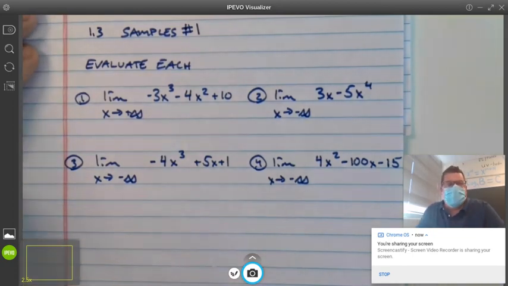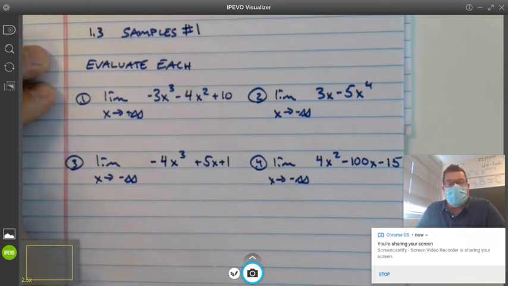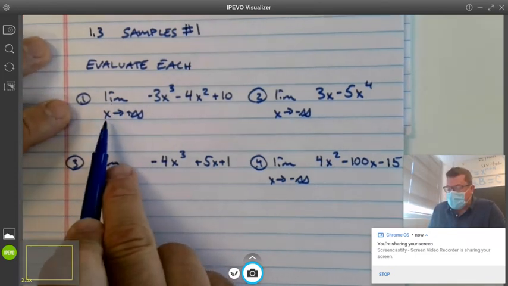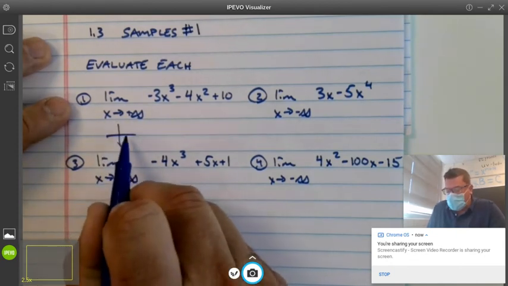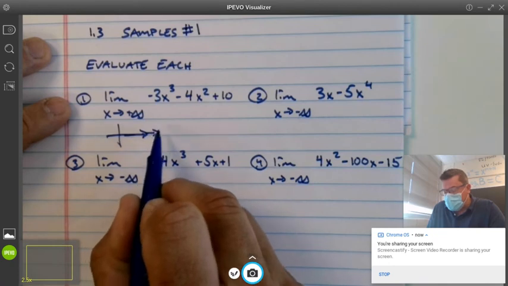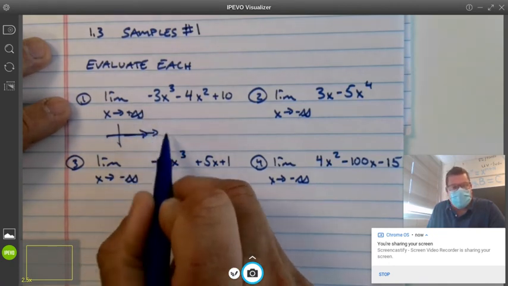Hi guys, section 1.3, here's sample set number one. This is the end behavior type limit. So we want to take the limit as x approaches positive infinity. On a graph, we are going this direction and we want to know what the y value is approaching as x approaches positive infinity.